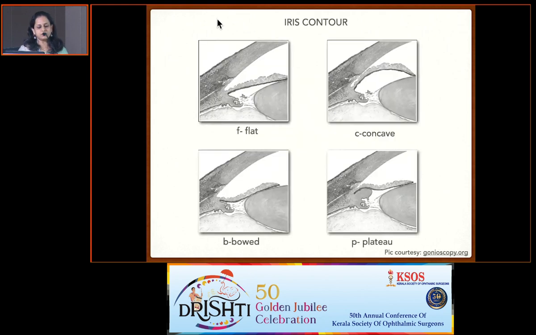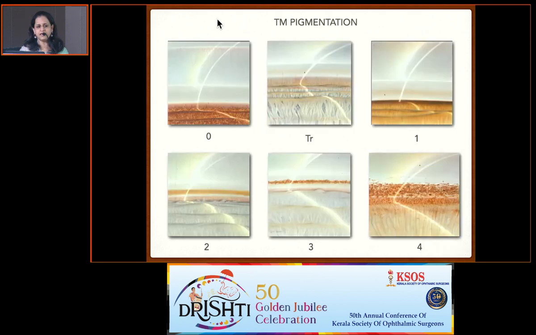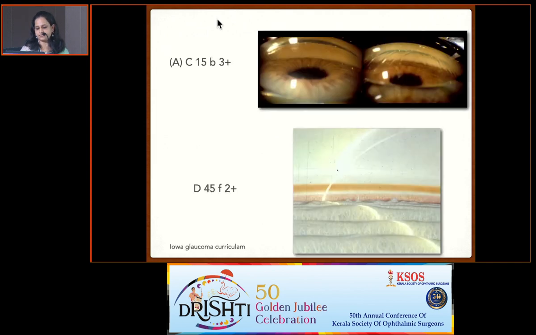Now iris contour is also important. Normally the normal contour is represented as F, that is flat. C is a concave one which you can get in an angle closure. B is a bowed one which you can get in a pigment dispersion syndrome. And P is a plateau iris, which already sir has showed you. And according to the trabecular meshwork pigmentation, you have various grading from 0, trace, 1, 2, 3, and 4.